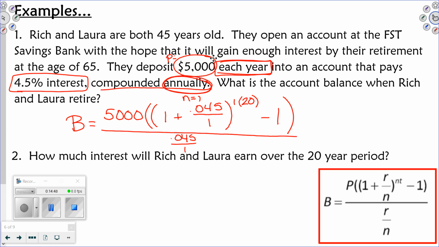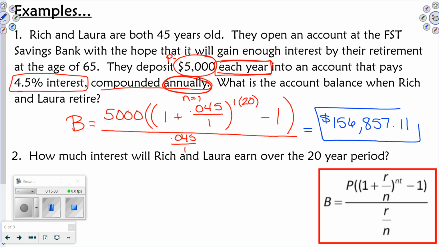All right, so I'm going to go ahead and put the answer up. You guys try it. Let me know if you don't get what I get, and I'll come around and help you out. So we should get $156,857.11. If you do not get that, let me know.